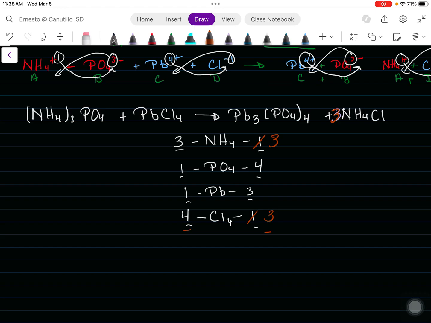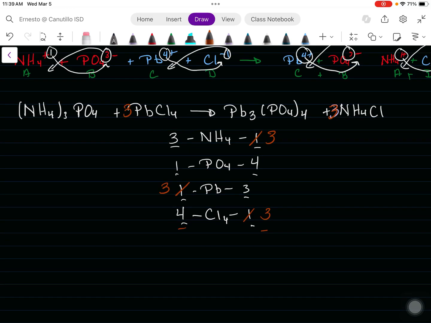All right, so now let's go ahead and do the lead 4 chloride, right? So I'm going to add a 3 here to balance this out, okay? That's going to make this a 3, okay? And that's going to make this a 12. So you can see that's what I meant when I say it's not going to work out, right? So let's go ahead and erase this one. But you know what? We'll keep going.